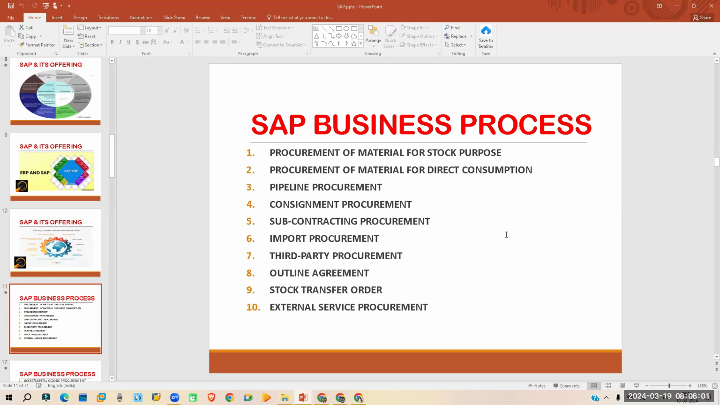Majorly used processes. The first is procurement of material for stock purpose. What is the stock purpose? Let's say I'm consuming a daily material or I need a raw material. Those kinds of things I can stock or store. We will discuss each topic in a detailed manner from tomorrow. Today we are just covering an introduction, an overview.